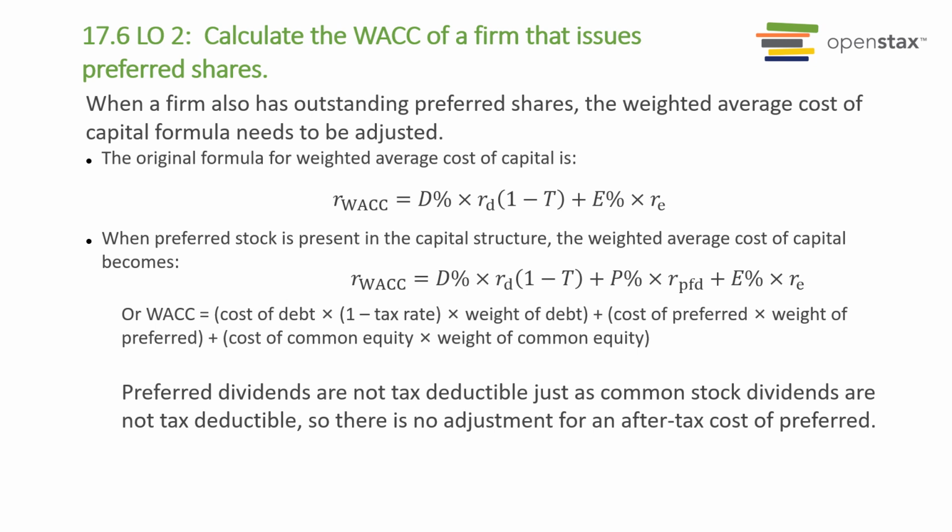P% represents preferred stock in the capital structure. Note that D% plus P% plus E% must equal 100% because the company must account for 100% of its financing. The cost of preferred stock capital is represented by RPFD, and the cost of common stock capital is represented by RE. Preferred dividends are not tax deductible, just as common stock dividends are not tax deductible. So there is no adjustment for an after-tax cost of preferred.